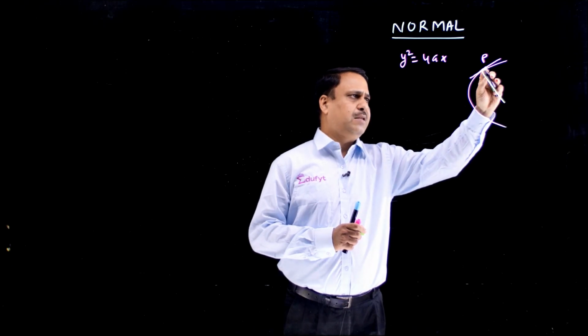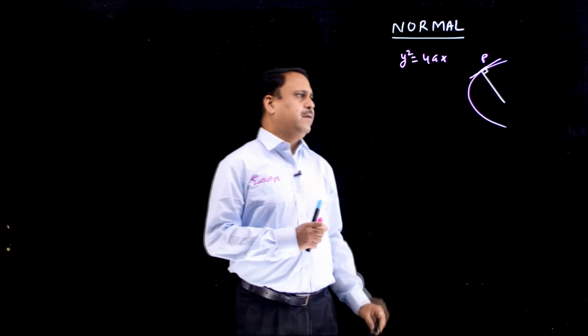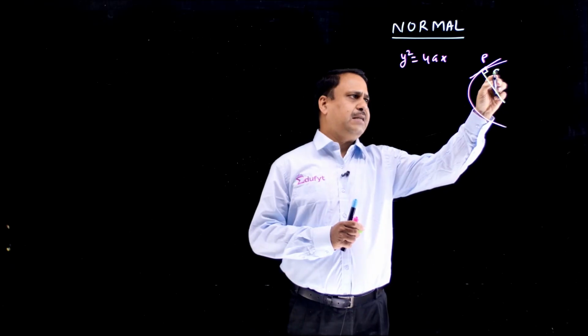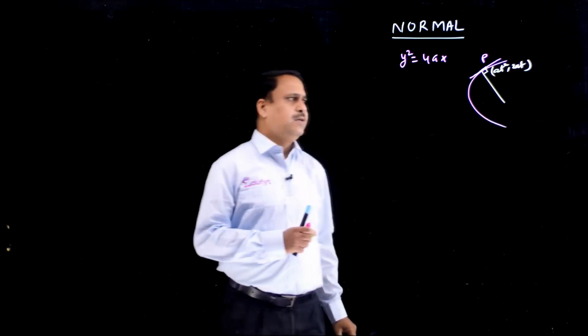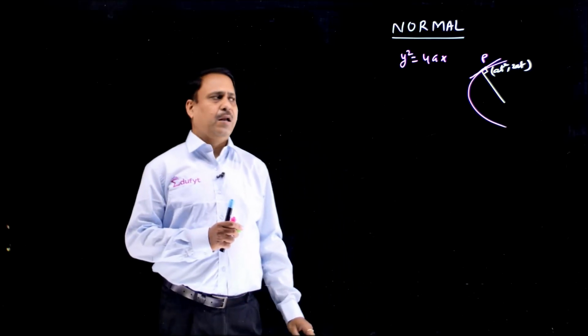So this will be the normal. This angle has to be 90 degrees. So this point P is taken as at square comma 2at, a general parametric coordinate. So we'll find the equation of the normal.